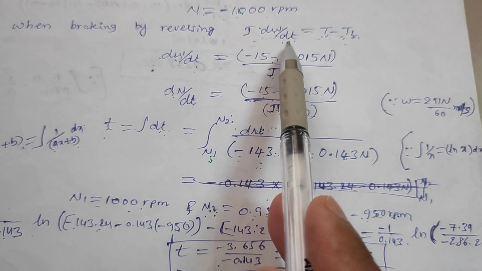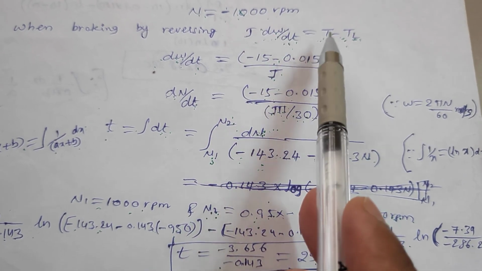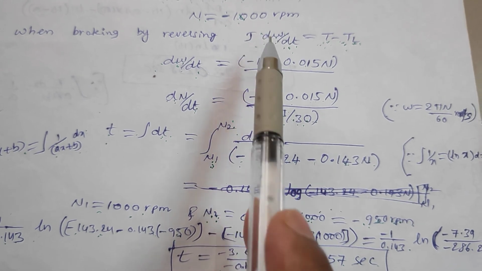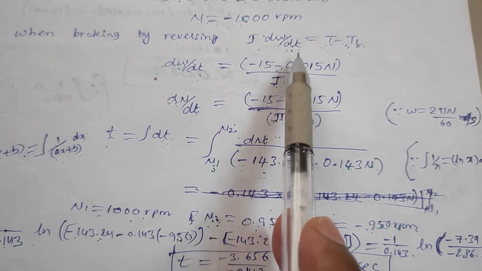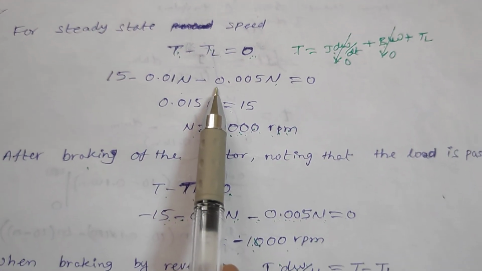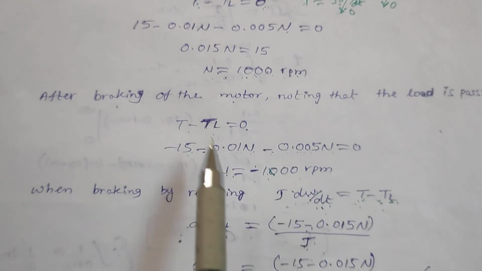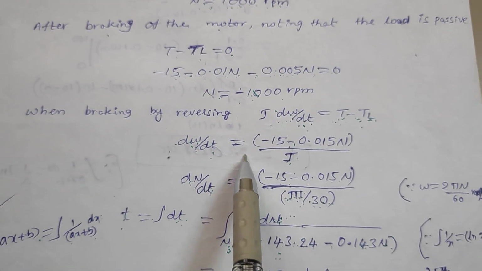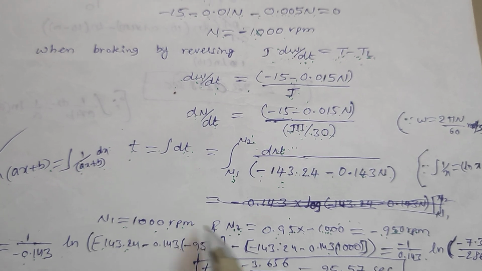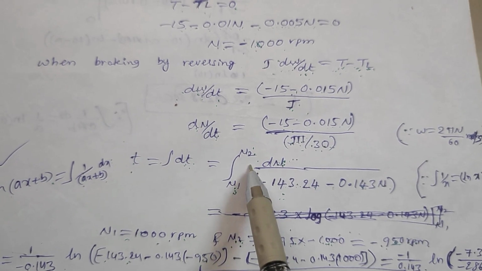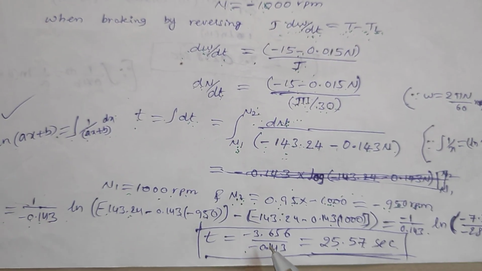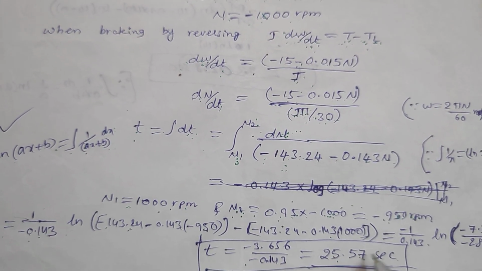Just follow this derivation. Only one equation: J d omega by dt is equal to T minus TL. Just substitute under steady state. Initially, what is the speed under steady state? After speed reversal, what is the steady state speed? Use this equation, find the limits n1 and n2, substitute in this equation, use this integral formula and find the time, that is 25.57 seconds.